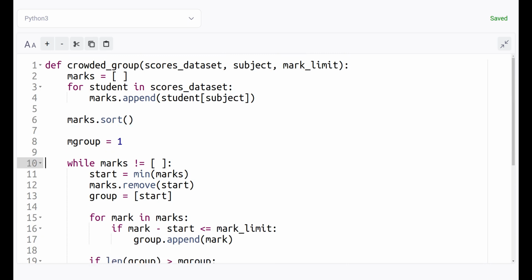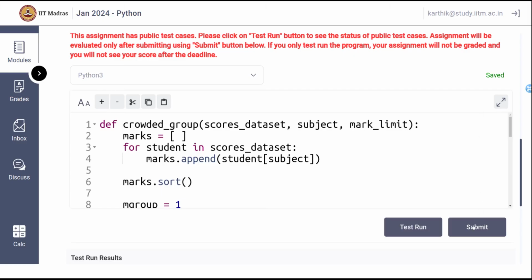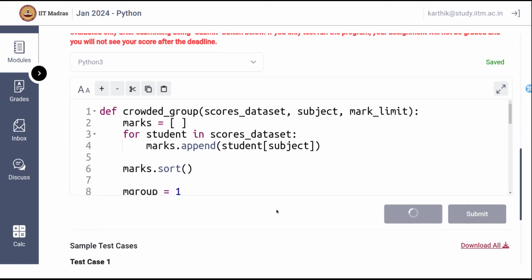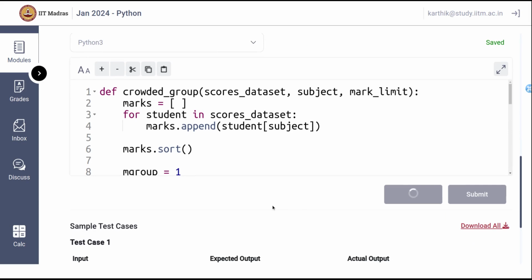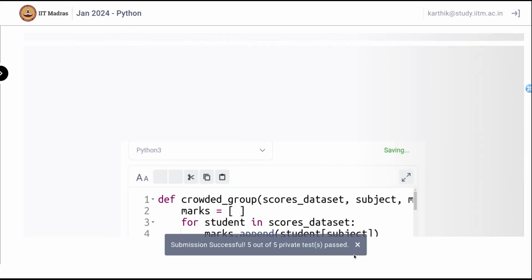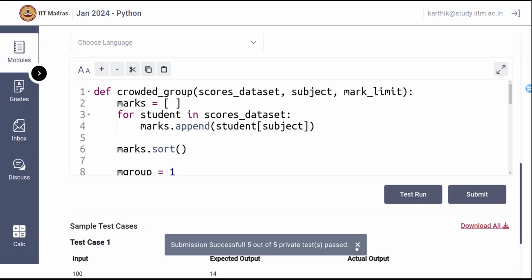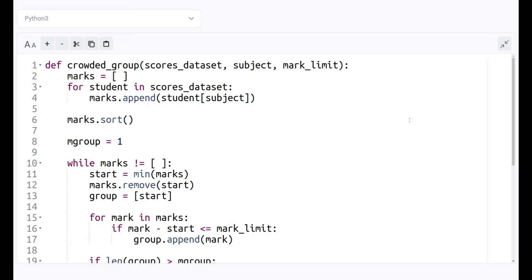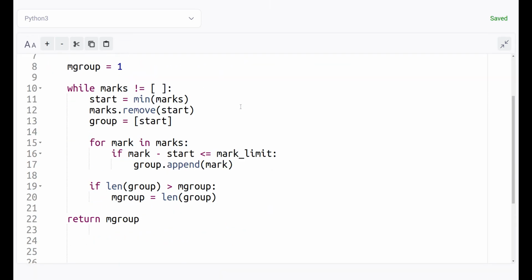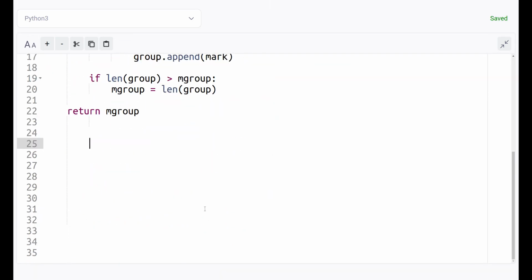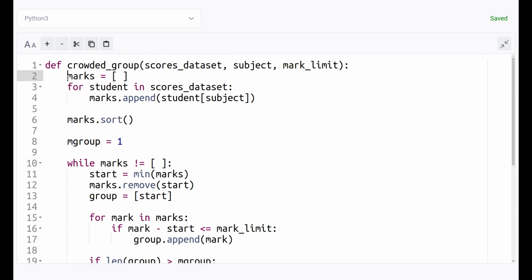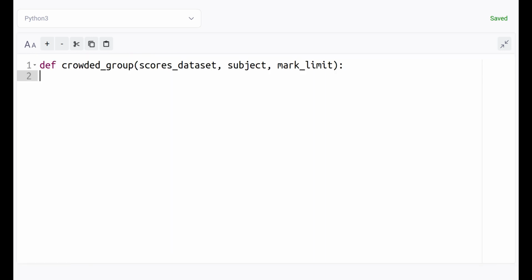So that's a fairly tricky question, a very hard question in my opinion. First of all, let's see if it works fine. Okay, 5 out of 5 private tests have passed. But as I mentioned, it's a very hard problem in my opinion, so I'll quickly go over this. In fact, I'll just delete the whole thing and summarize the solution.